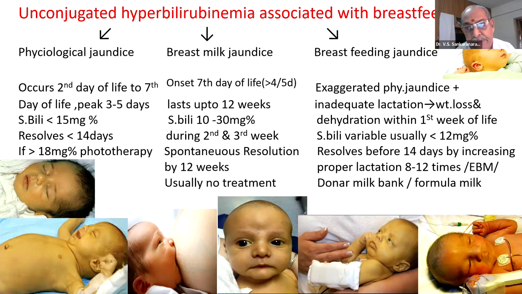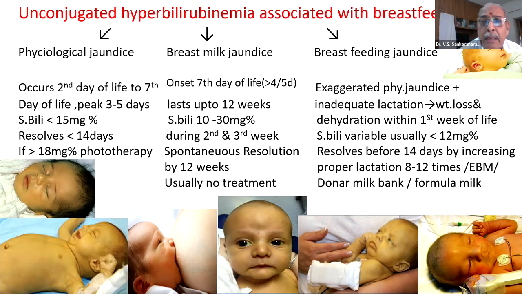Now, breast milk jaundice. Onset is usually at the end of the first week and lasts for up to 12 weeks. Bilirubin is always raised, sometimes very high, up to 30 milligrams, and usually clears by 12 weeks. By the second or third week it reaches the peak and slowly comes down later. Usually no treatment. If you really have some doubt whether it is breast milk jaundice, unofficially you stop the milk for a day or two and it comes down. But we don't do that, as the child is doing well.